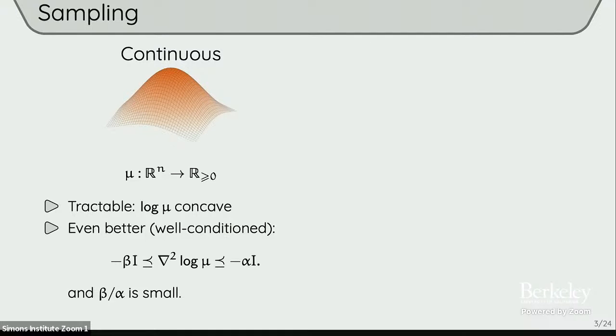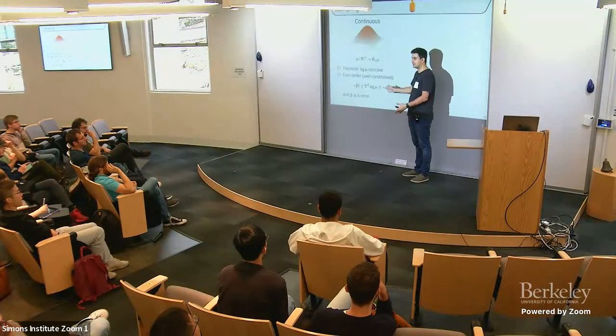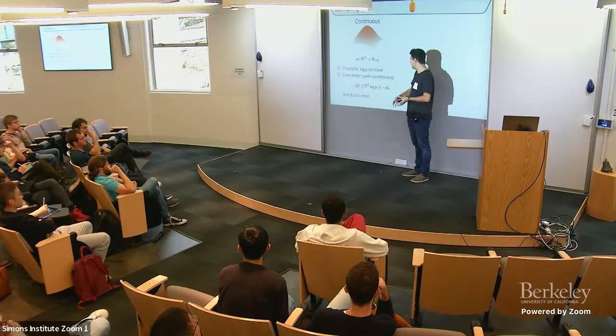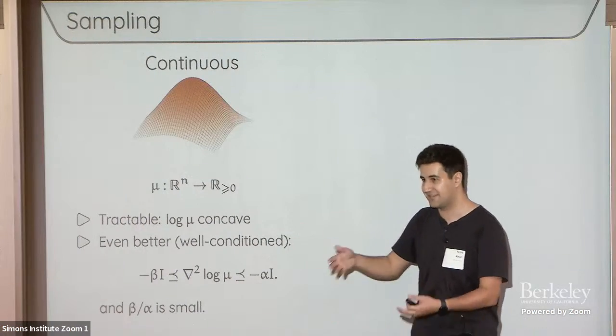Slightly even better, similar to well-conditioned convexity, you can also have well-conditioned log-concavity. This is when it's not only true that the Hessian of log mu is negative semi-definite, but its eigenvalues are sandwiched between some beta and alpha, with beta over alpha bounded. When you have this condition, you don't even have to think about a clever algorithm. A very standard algorithm works, similar to gradient descent for optimization, but here a noisy version of that.